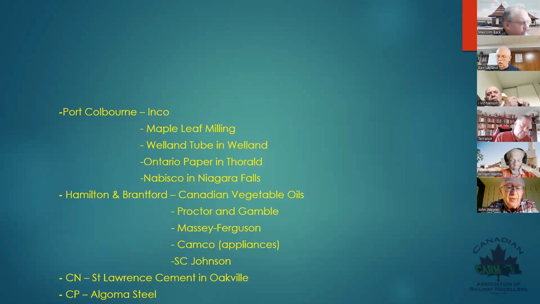Both CN and CP from the north bring grain from Western Canada. There's a lot of lumber and paper coming out of the north off of Ontario Northland.